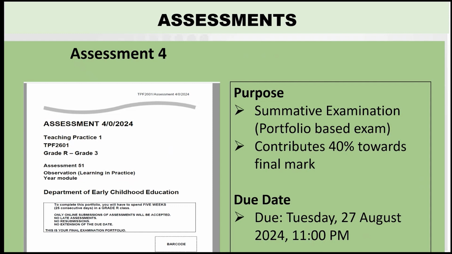Again, the due date for assessment 4 is Tuesday, 27 August 2024 at 11 p.m., meaning that on the 27th of August, you should have submitted assessment 2, assessment 3, and assessment 4. Please don't wait for this day to submit. You can submit anytime when you are finished with your teaching practice. Say you complete your teaching practice in June, you can submit anytime when you have completed. You don't have to wait for August.